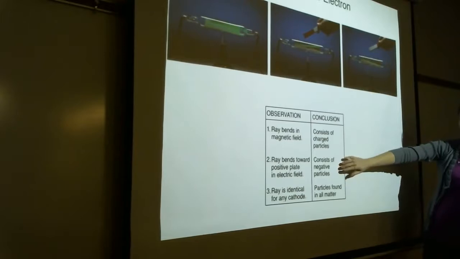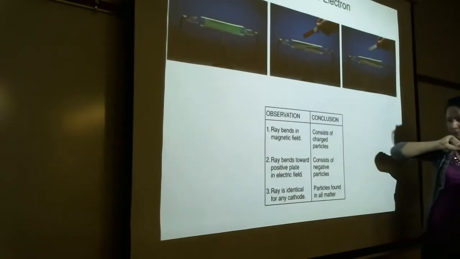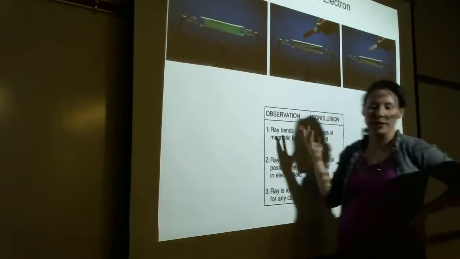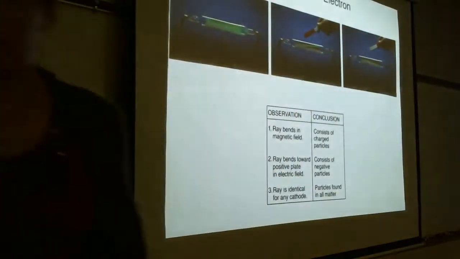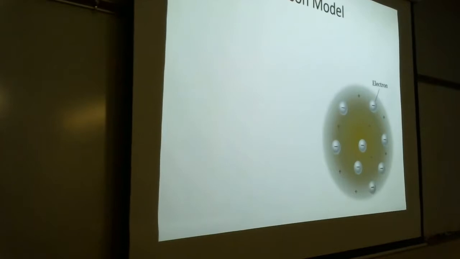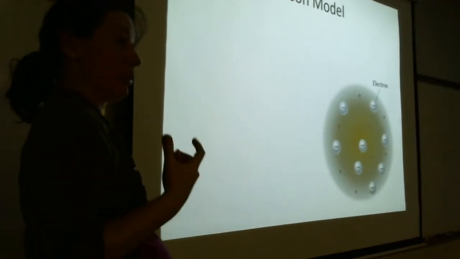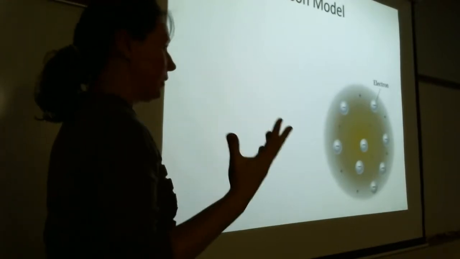They are negative because they're bending towards the positive end. And then these particles are found in all matter. So this was the discovery of the electron, is what this led to. And so Thomson's model of the atom, and this is something you would need to know, okay? Sketch the Thomson model.